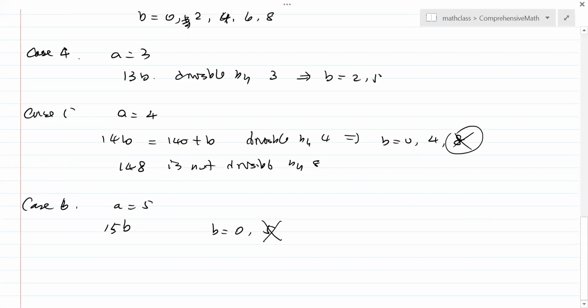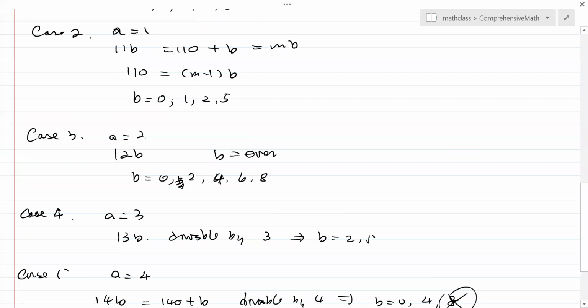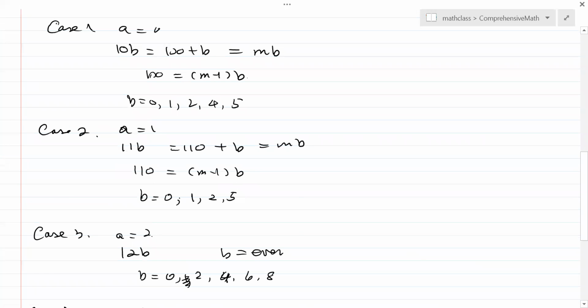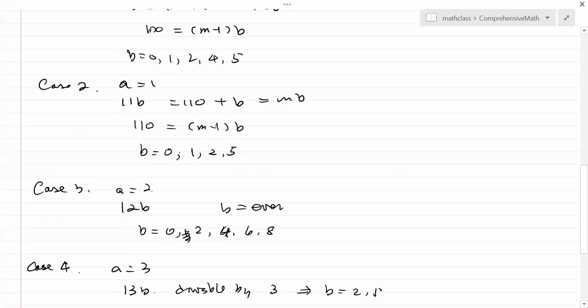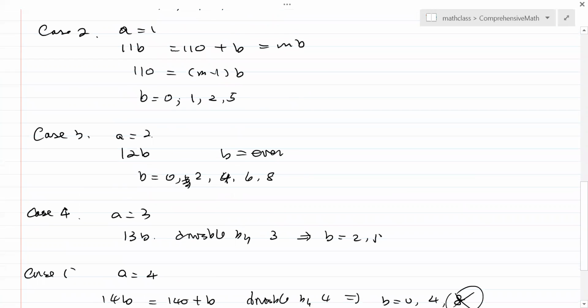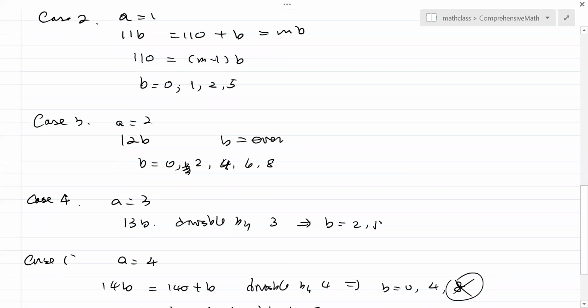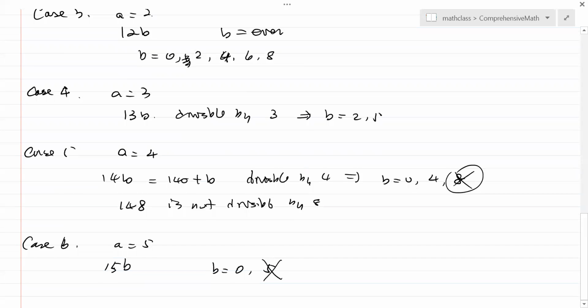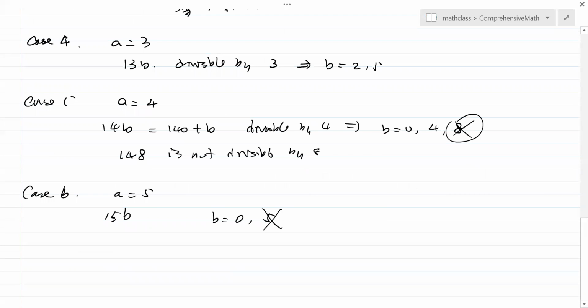So total, there will be 19 numbers, not 17. So total, you can list all of them. Add them together, you get 5, 4, 9, 9 plus 5, 14, 14 plus 2, 16, 16 plus 2, 18, 18 plus 1, 19. Yeah, 19 numbers.